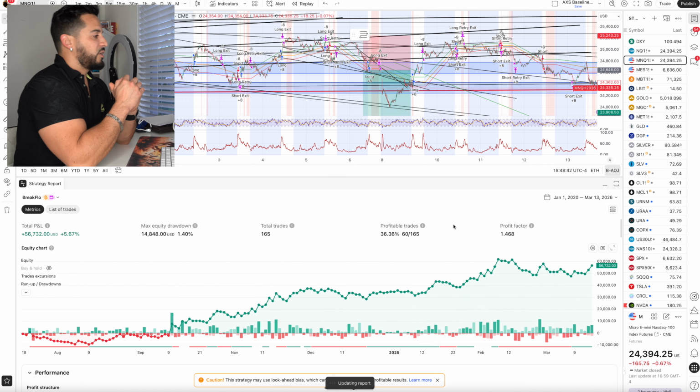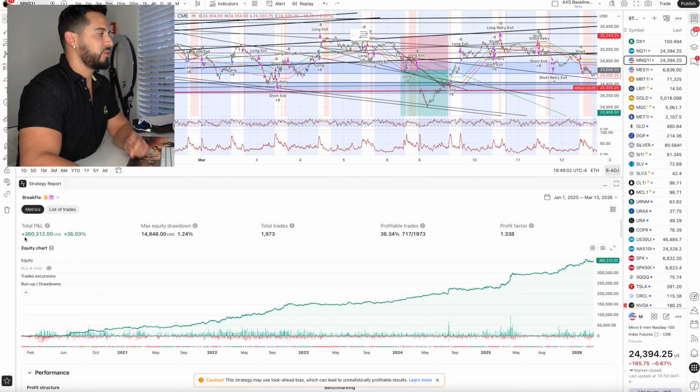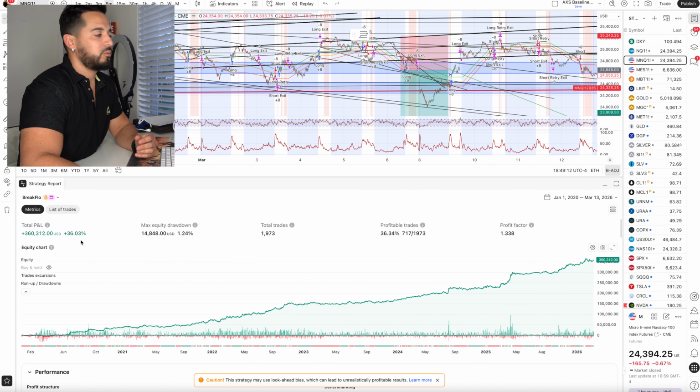Let's go ahead and check the results on this trading strategy. With this strategy, if you would have started with $50,000, you would have made $360,000. That means you would now have $410,000 in your account balance, minus a few fees for the actual fees that your trading broker charges. But yeah, the total profit is $360,000.